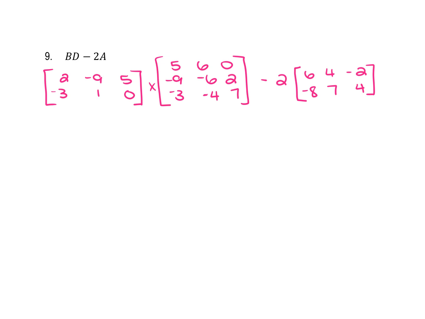So first thing we're going to do is the multiplication with that B times D. So we're going to go first row by first column. 2 times 5 gives us 10.